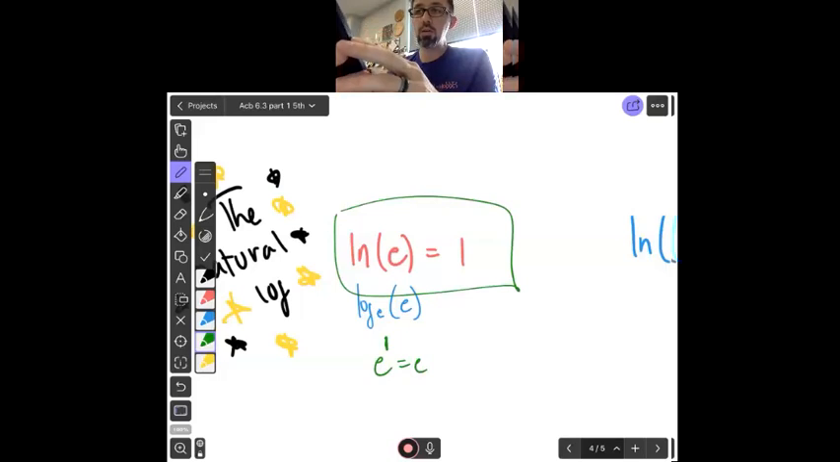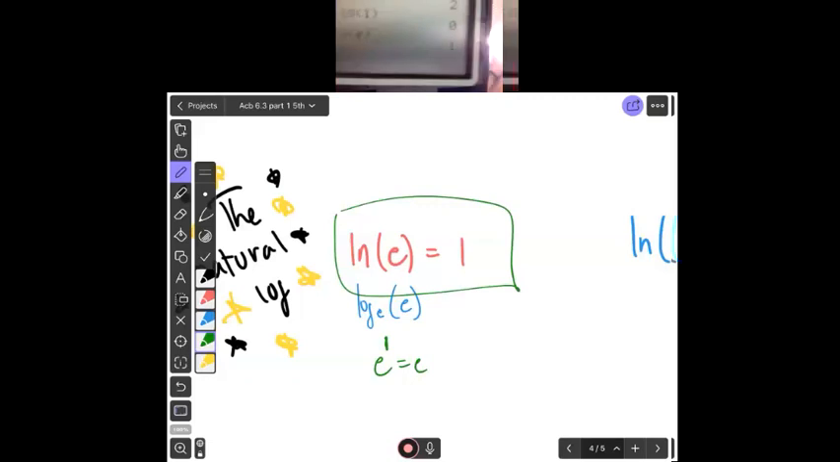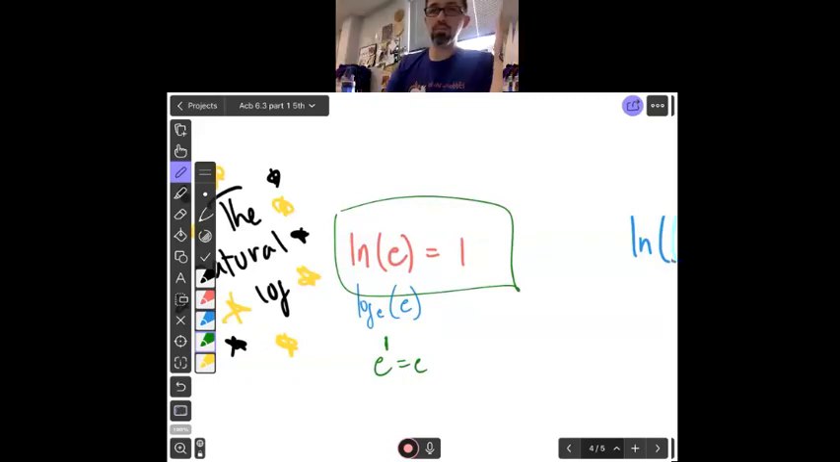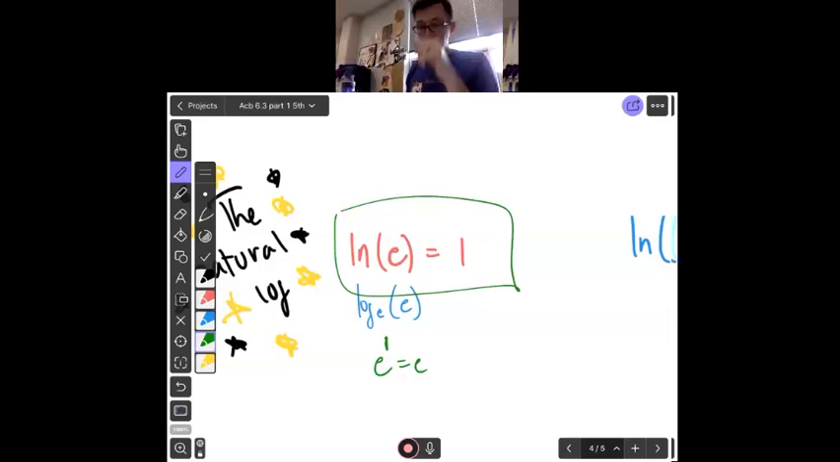Okay? So I have natural log, second division, should have natural log of e. All right, it should look just like that. You hit enter, and of course you get 1. Okay, so it should look just like that. Natural log of e is 1. All right.